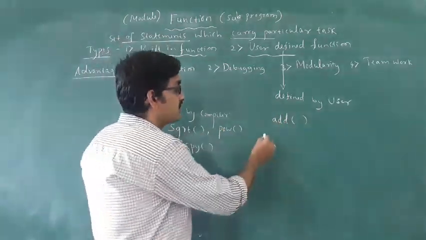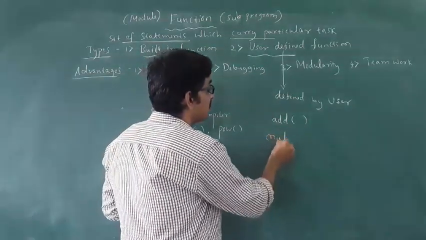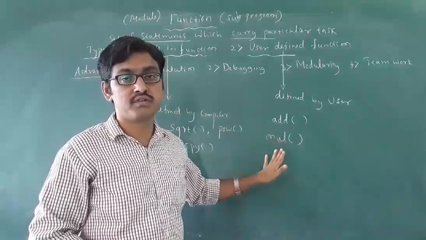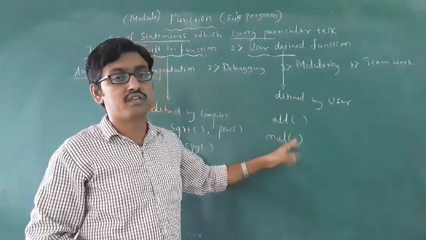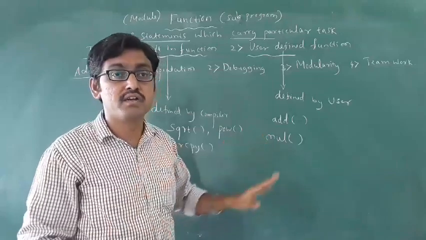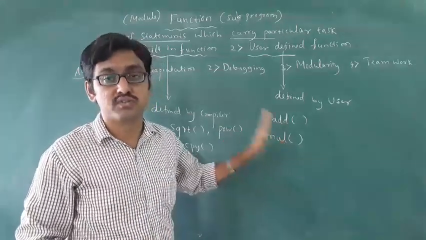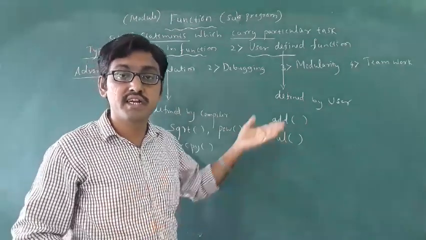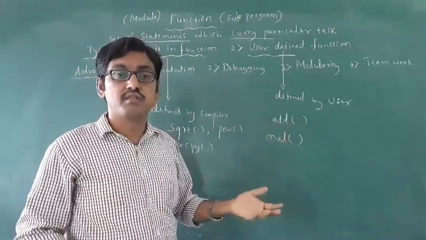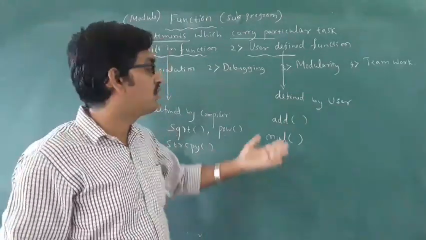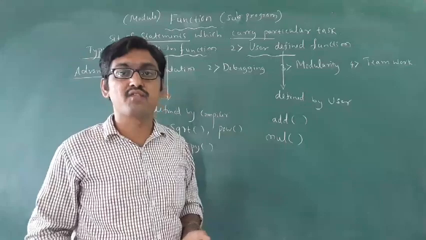For example, a MUL multiplication function. You must put brackets, and then it is a function. These are not understood by the compiler. They are only understood by the user. These are created by the user for calculation purposes. For further calculation, you have to create this add function.